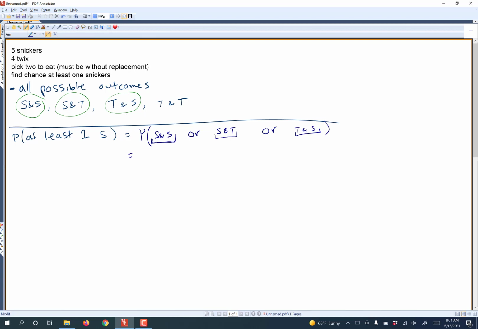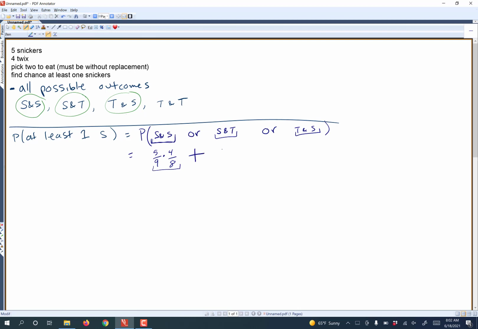Okay, now to find those probabilities, to get a Snickers and a Snickers, when you see and, you have to multiply. So Snickers and Snickers. The first time there are 5 Snickers out of 9 total. But then I ate 1 Snickers, so now if I want another Snickers, there would only be 4 Snickers out of 8 total. Okay, so that gives you the and part. But now for or, you're going to put a big plus.